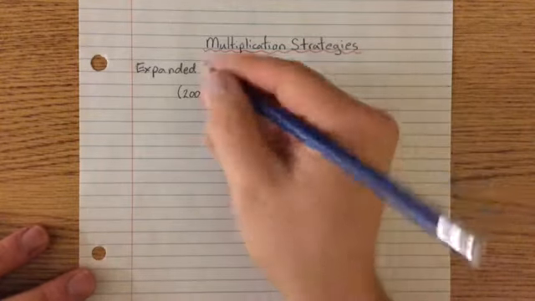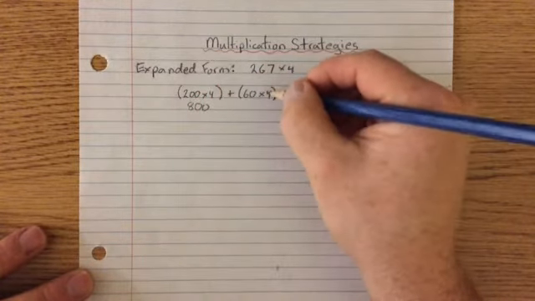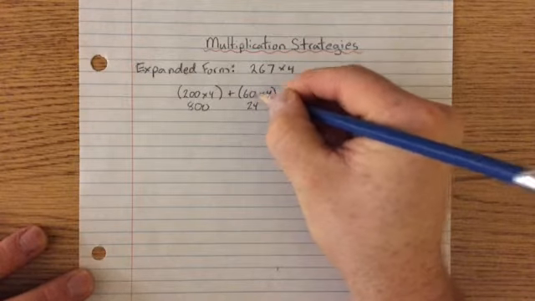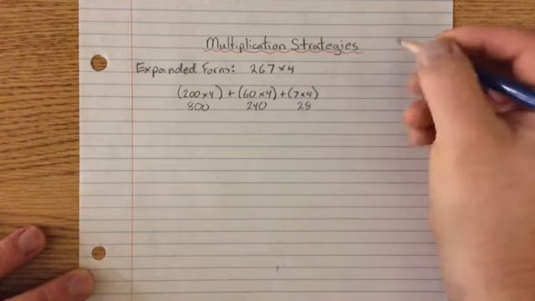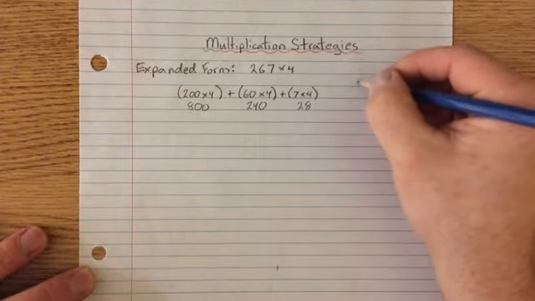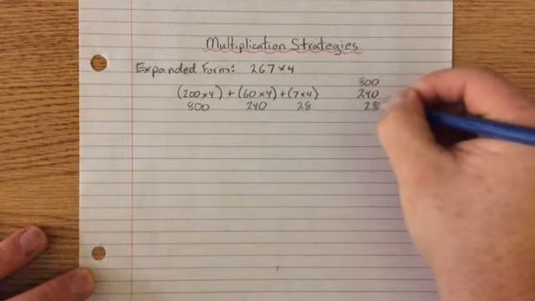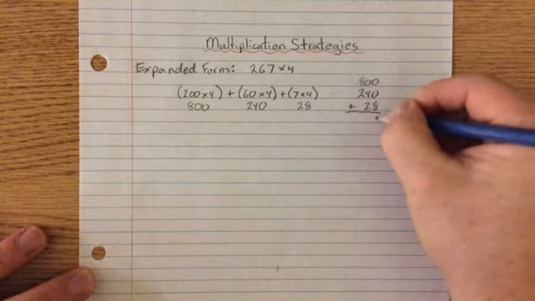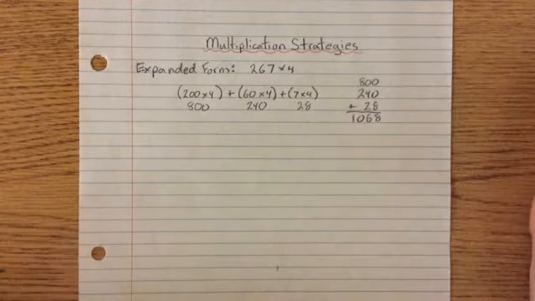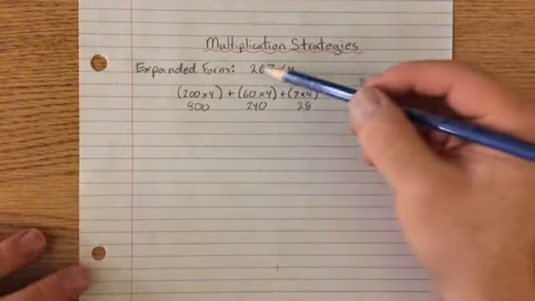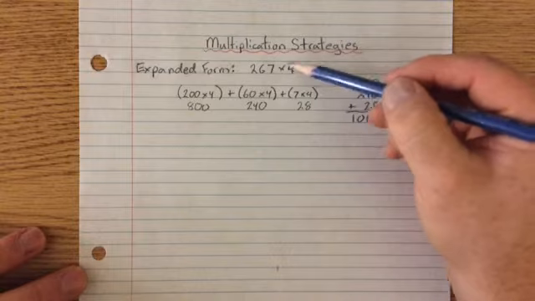So 4 times 200, 4 times 2 is 8, and there's 2 zeros after it. 4 times 6 is 24, with 1 zero after it. 4 times 7 is 28. I can stack these up so I can put them all together. 800, 240, and 28. Add them up, and I'll come up with my number. So expanded form is taking each digit, knowing its value, and just simply multiplying our number by that.